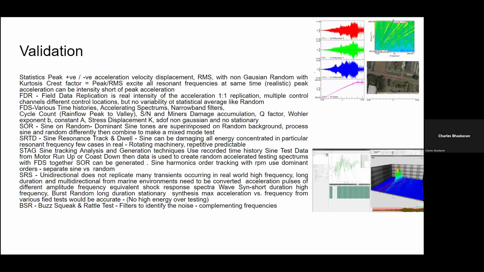That is why field data replication is used in the industry, real intensity, right? And then we have what we call FDS. FDS stands for fatigue damage spectrum. And this is a method used for Gaussian spectrums.